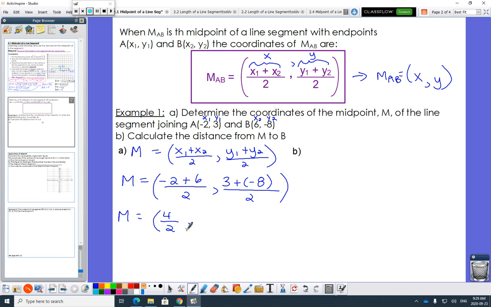So -2 plus 6 is 4, still divided by 2 because we're finding the midpoint, right? The half, it's always going to be over 2. 3 plus negative 8 is negative 5 over 2.